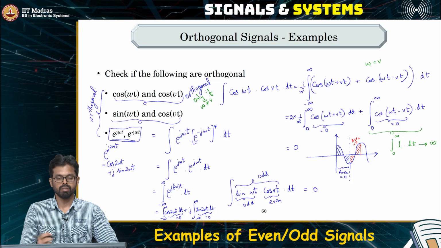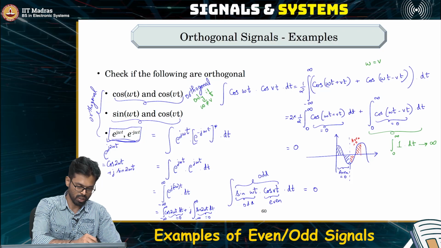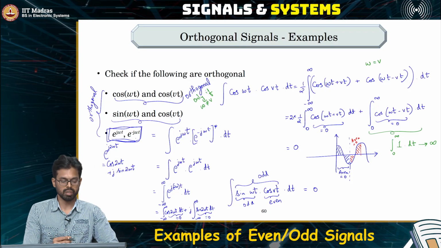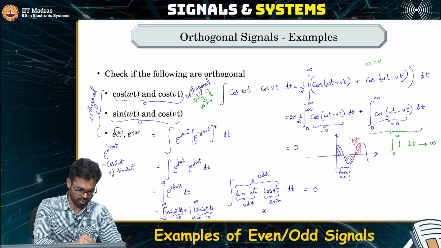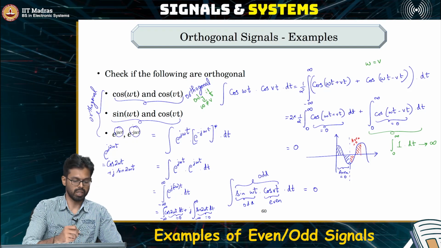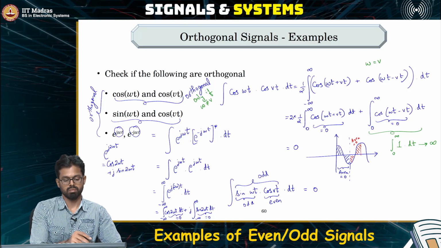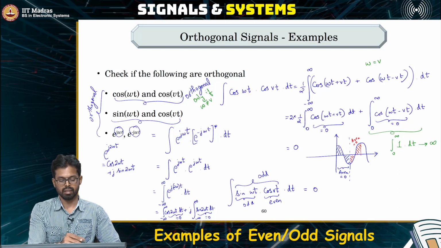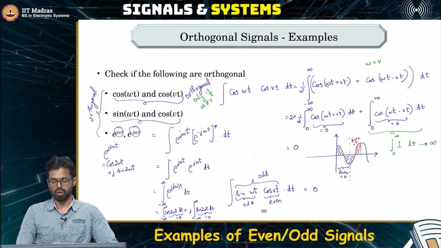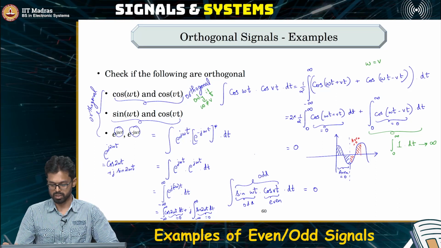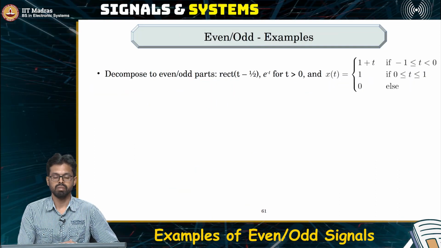So real valued sinusoids are orthogonal as long as they are of different frequencies. Complex valued sinusoids, once again, are orthogonal as long as they are of different frequencies. Here, if you note, the complex valued sinusoid is of frequency omega, whereas here it is of minus omega. They are two different frequencies. If you try to compute the inner product of omega with plus omega itself, this will go to infinity and hence they will not be orthogonal. So we saw that all sinusoids are orthogonal to one another as long as they are of different frequencies. Now let's try and decompose some example signals into even and odd parts.